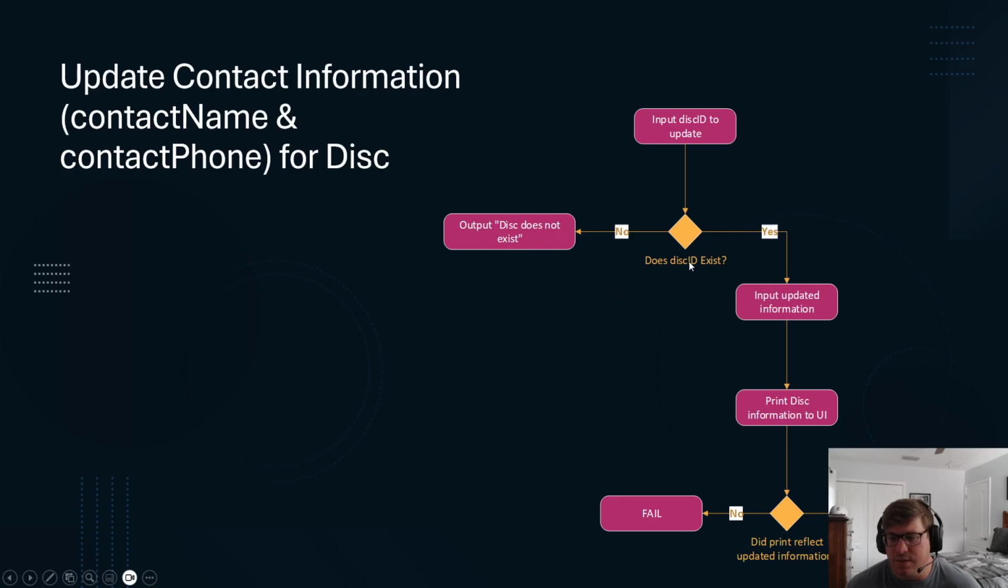If it does exist in the mock database, then we should expect to be able to input the updated information and print the information to the UI. If the printed information does not reflect the updated information for the contact phone or contact name, it will be a fail. If it does reflect that update, it will be a pass.